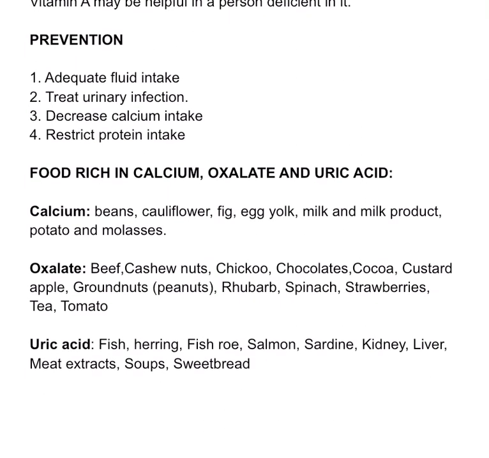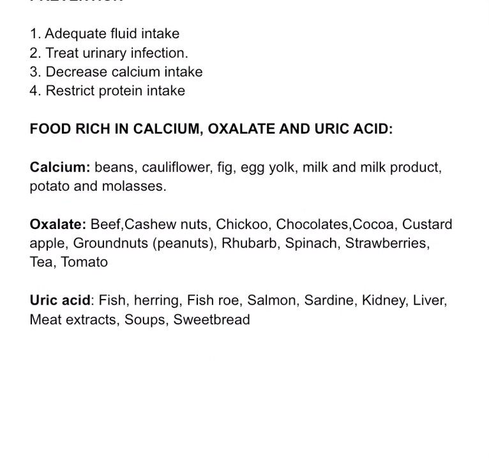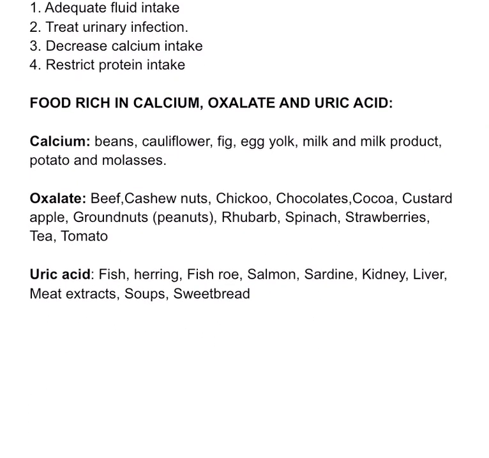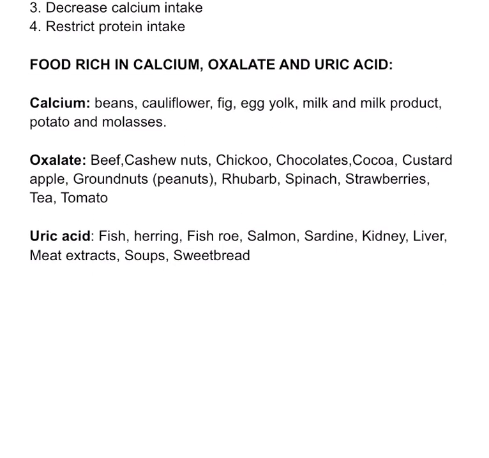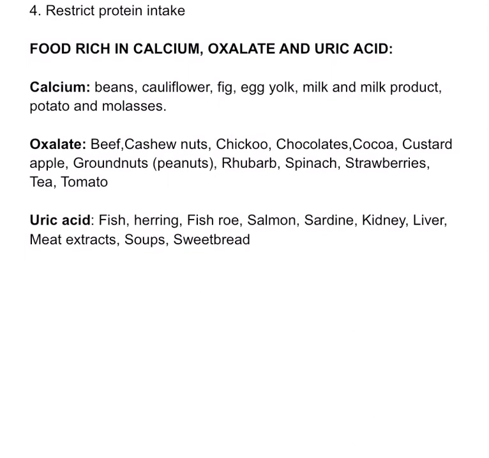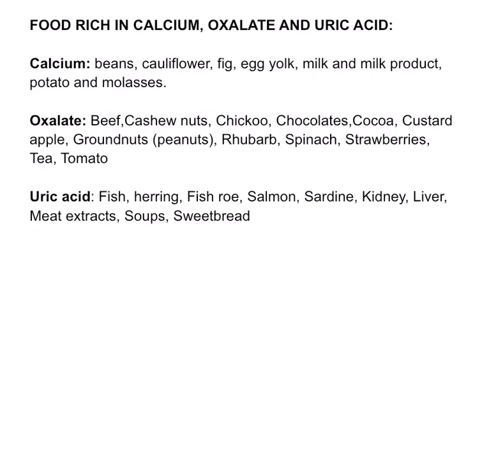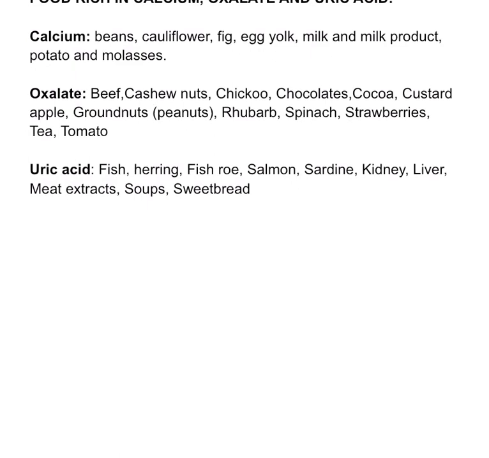Calcium: beans, cauliflower, fig, egg yolk, milk and milk products, potato and molasses. Oxalate: beef, cashew nuts, chiku, chocolates, cocoa, custard apple, ground nuts, peanuts, rhubarb, spinach, strawberries, tea, tomato. Uric acid: fish, herring, fish roe, salmon, sardine, kidney, liver, meat extracts, soups, sweetbread.